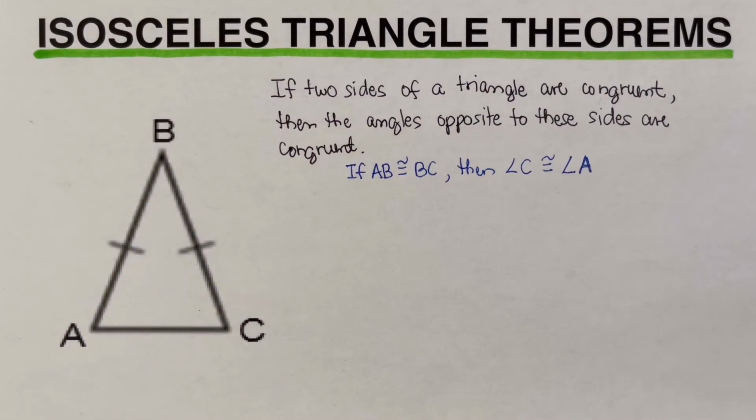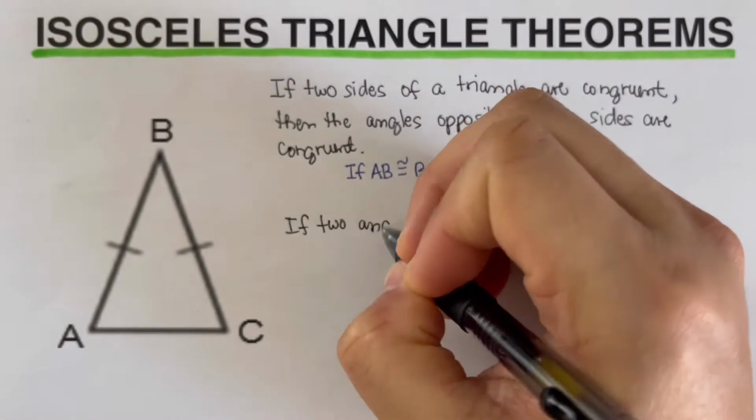Now let's have the converse of this theorem. The converse of the isosceles triangle theorem states that if two angles of a triangle are congruent, then the sides opposite to these angles are also congruent. So I'm just going to go ahead and write that down here.